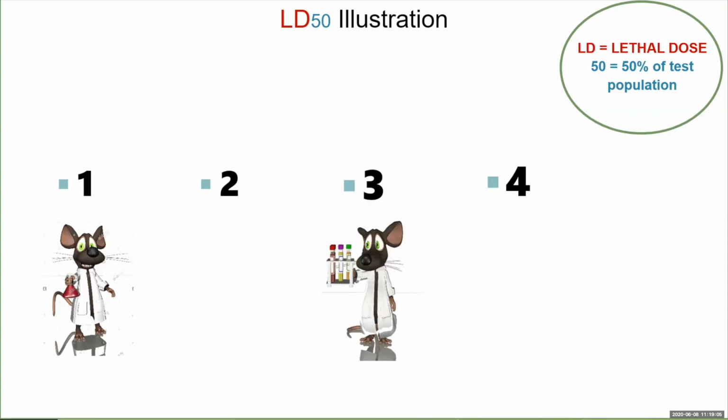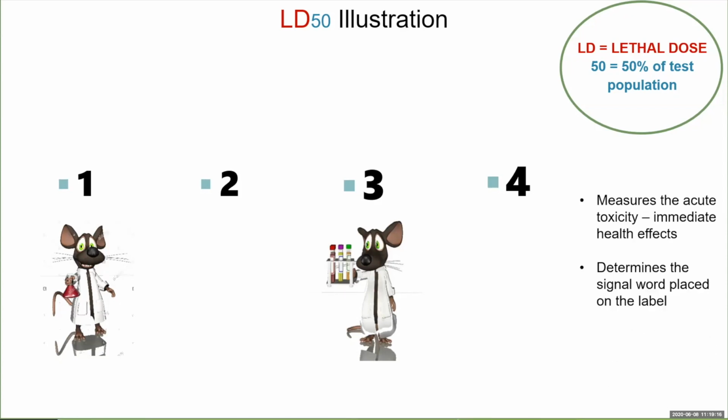Okay, now the second one died. 2 out of 4, that is 50%. So that would indicate that is our LD50. The LD50 measures the acute toxicity, the immediate health effects. It doesn't tell us about the chronic effects, about the long-term health effects.